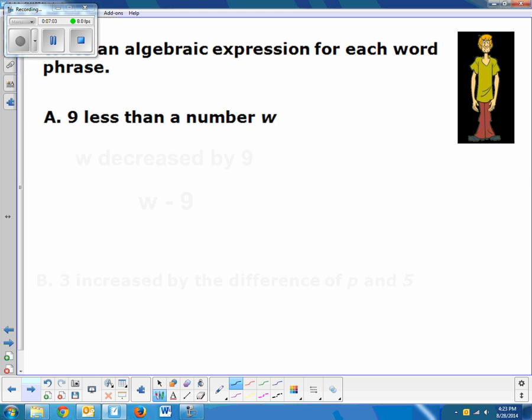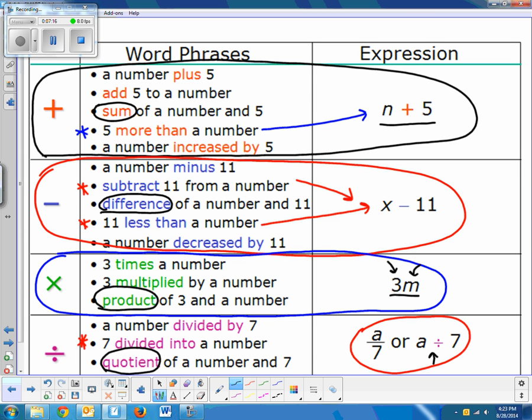All right, I'm assuming that you've paused it, you've tried it. So we've got this word phrase, 9 less than the number w. I want to change that into just symbols and numbers. Okay, so I've got less than. I'm going to look back here. Less than, oh, here I see it in the subtraction area right here, and it actually has a star next to it, so I want to be careful of that. 11 less than a number, well, when the number comes first in that case, I want to remember that it translates where the number is actually last. So 11 less than a number x was x minus 11.